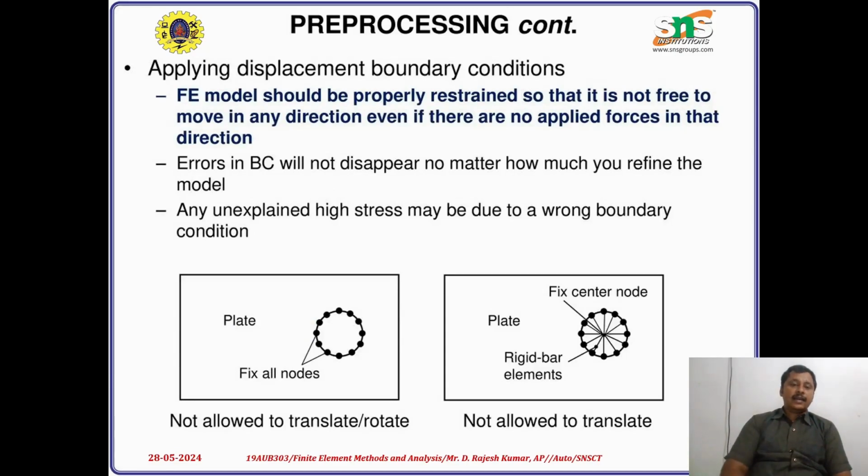So the next thing in the pre-processing stage is about applying the displacement boundary condition. You can see here how the displacements are applied. The error in the boundary condition will not disappear. No matter how much we refine the model, any unexplained high stress may be due to a wrong boundary condition. So you can see not allowed to translate, not allowed to translate or rotate, and not allowed to translate. These are how the boundary conditions are applied in the software. You can see the images below.